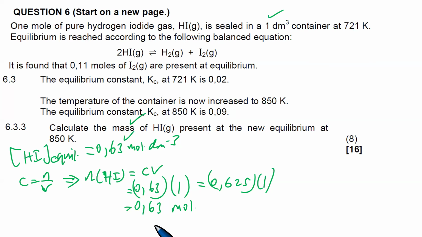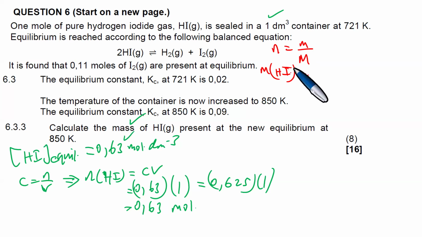We want the mass, so now we're going to do the mass. You can do it in red, it's the final answer. So we're interested in the mass. Number of moles is mass over molar mass. Mass of hydrogen iodide.